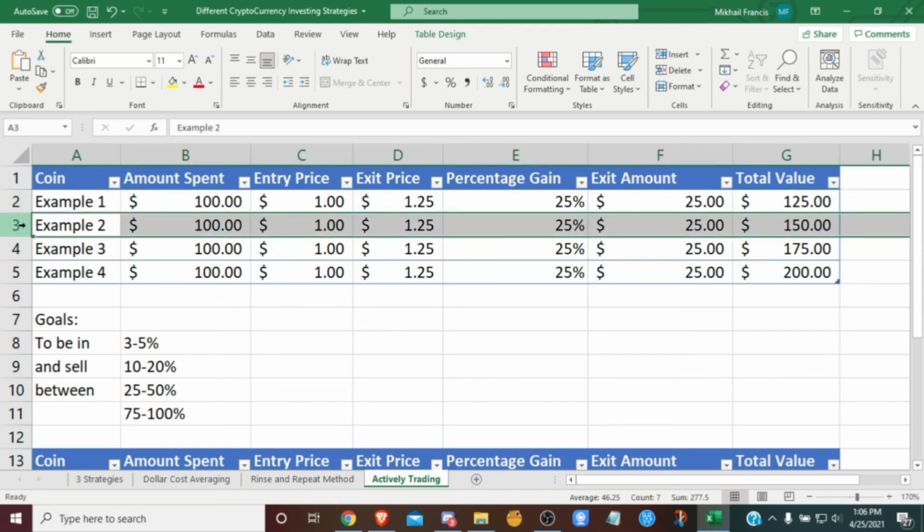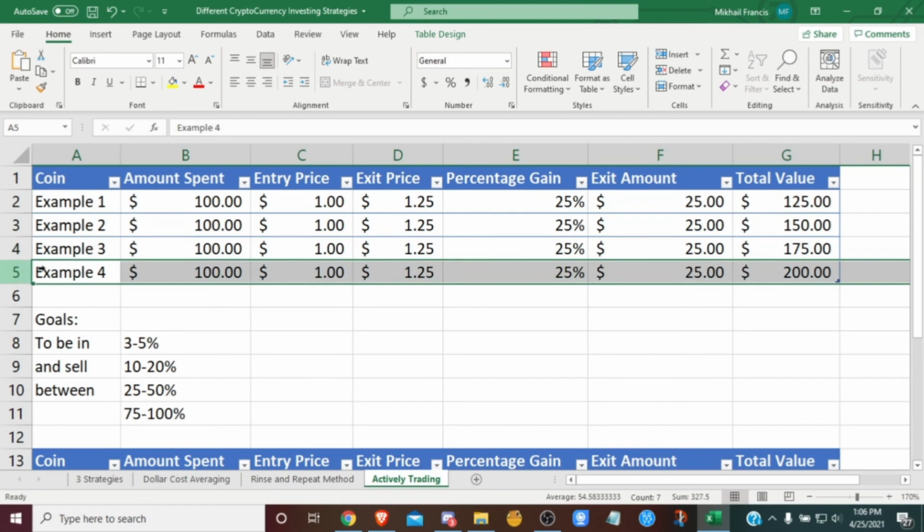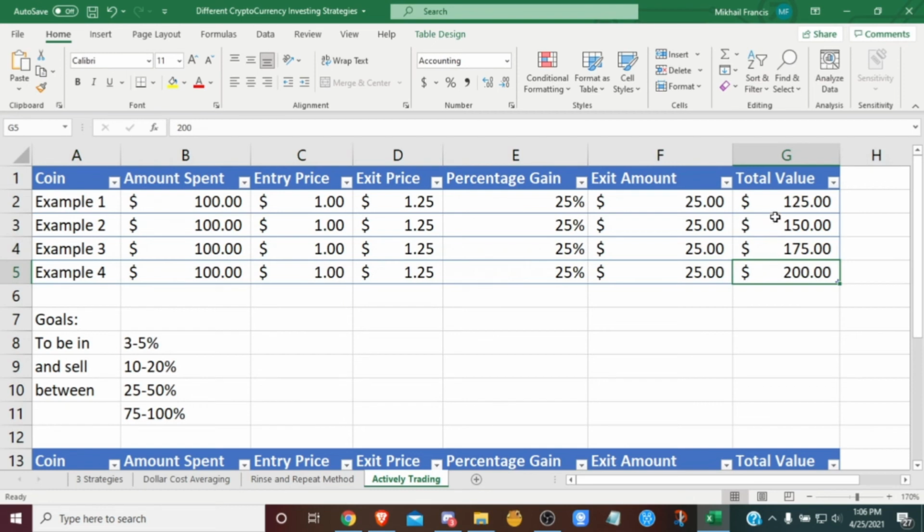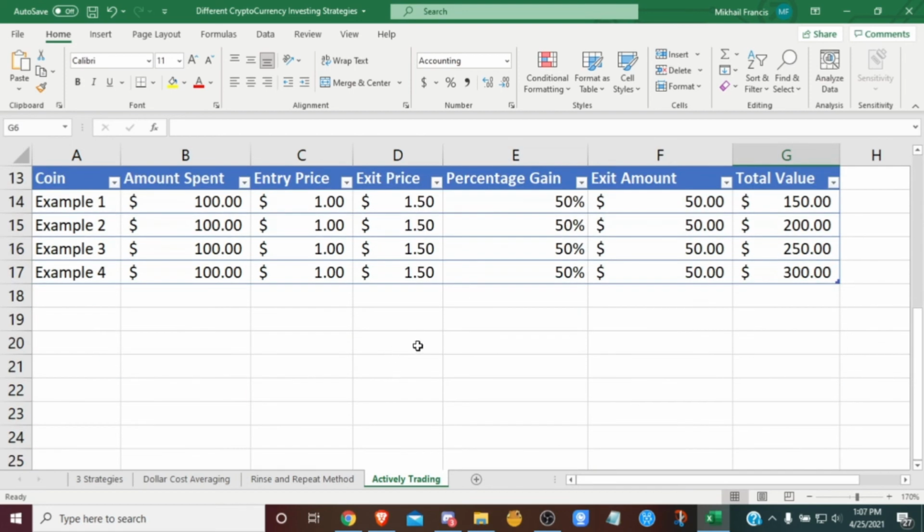Let's look at line 3. You do another trade. You spent $100, you got it at $1, and you exited at $1.25. Same percent increase, percent gain, 25%, exited with $25, $150. You did the same thing over again. And then from your fourth trade, your fourth successful 25% gain trade, you just 2x from your initial $100. And these are what active or day traders do. They make consecutive trades throughout the day to make profits, which will add up over time.